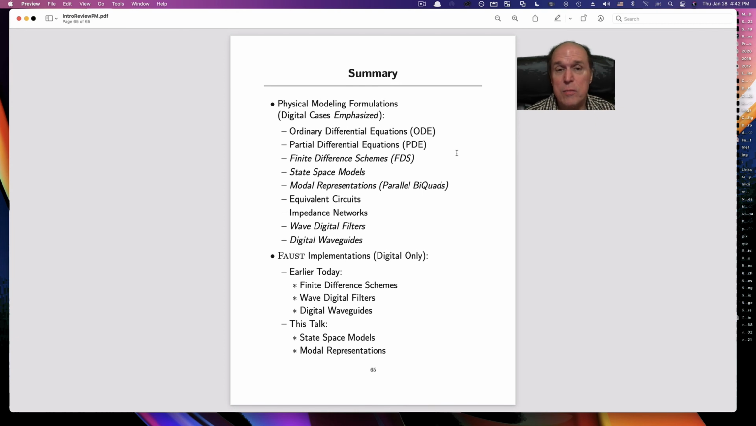Okay, to conclude, we talked today about a number of physical modeling formulations, and here they are again. The ones that are suitable for computer implementation are italicized, and these are the ones we talked about today in this workshop. So earlier we had talks on finite difference schemes, wave digital filters, and digital waveguides, and in my talk we saw some state space modeling and modal representations obtained by diagonalizing the state space model. And that covers quite a bit of ground, and I hope you enjoy your models, and I look forward to hearing what they do.